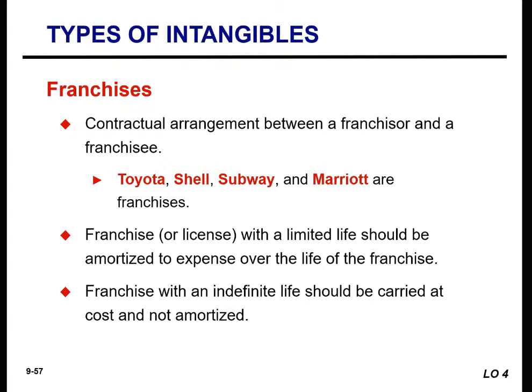When costs can be identified with the acquisition of the franchise or the license, an intangible asset should be recognized. Annual payments made under a franchise agreement should be recorded as operating expenses in the period in which they're incurred. In the case of a limited life, the cost of the franchise or the license should be amortized as an operating expense over its useful life. If the life is indefinite or perpetual, then the cost is not amortized.